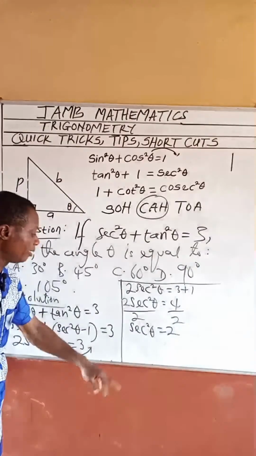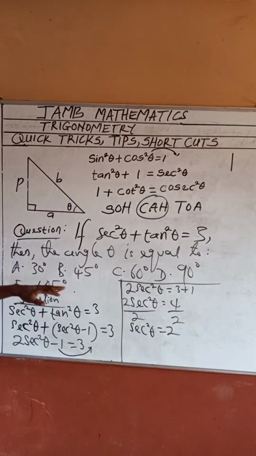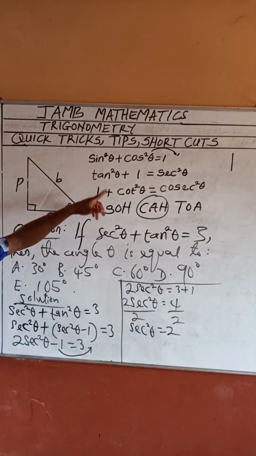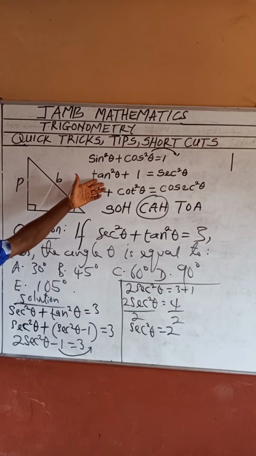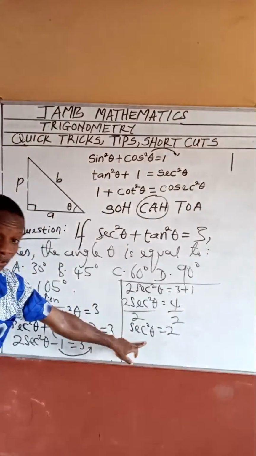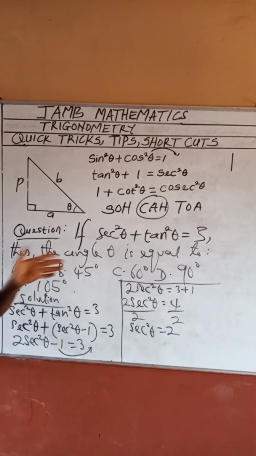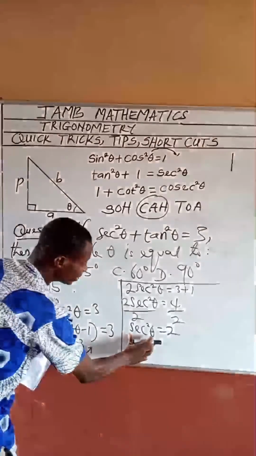So this is what we have. Then remember, what are we looking for? Angle theta. How do you transform sec squared theta? We can transform it, but there's no need. You see that this is a long journey, right? If you transform to tan squared theta, you will get your answer without wasting time. But in this case, we have to still transform again.